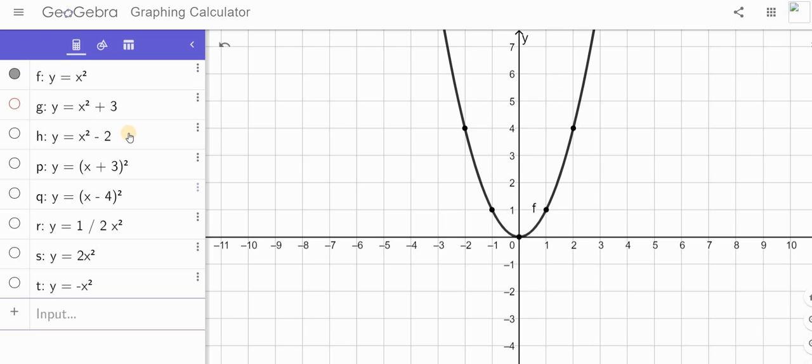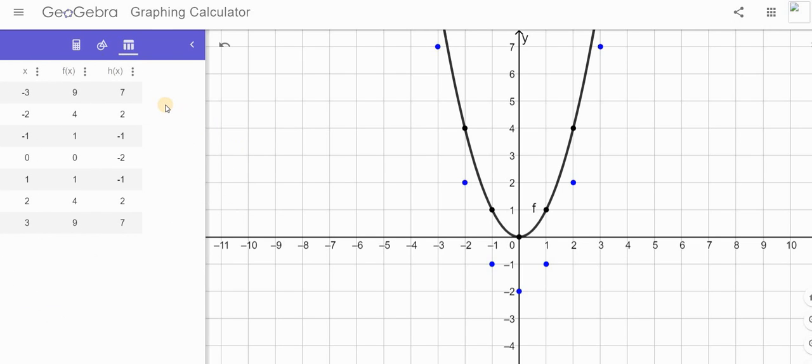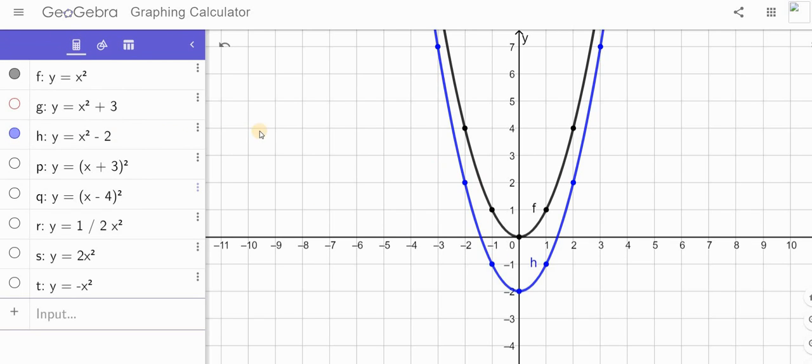Okay, now we're going to be looking at this next graph of y equals x squared minus 2. You can see in my table that the numbers here are 2 less than the numbers in the f of x table. Plotting the points for my h function, I have these blue dots, and there is my graph. All the points on this blue line are 2 units below my original graph.